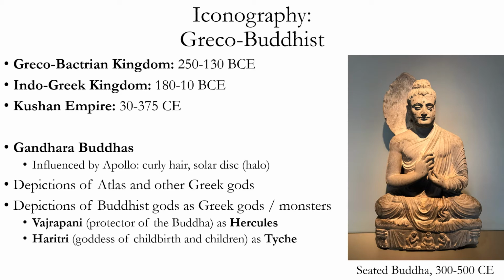The picture on the right of a seated Buddha is actually from a later period, so this would have been towards the end of the Kushan Empire. The sculpture has been dated from around 300 to 500 CE, but it still shows a strong Greek influence in the solar disk around the head, the curly hair, and also the way that the clothing is depicted with the very characteristic drapery.